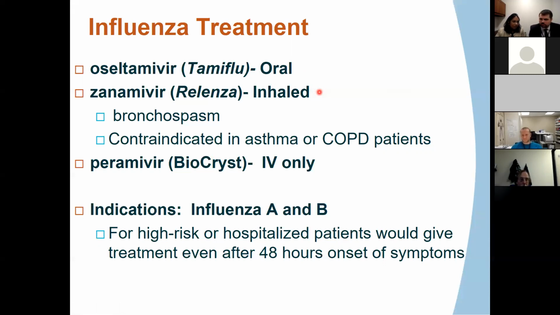But peramivir is really nice because it's an IV form. For patients in the ICU or critically ill who cannot take oral medication, this is an option that works really well. So we have three different agents, and the nice thing is they all work for influenza A and B. Dr. Horn and I were just looking the other day at resistance to these medications. There's less than 2% resistance, so they're very effective.